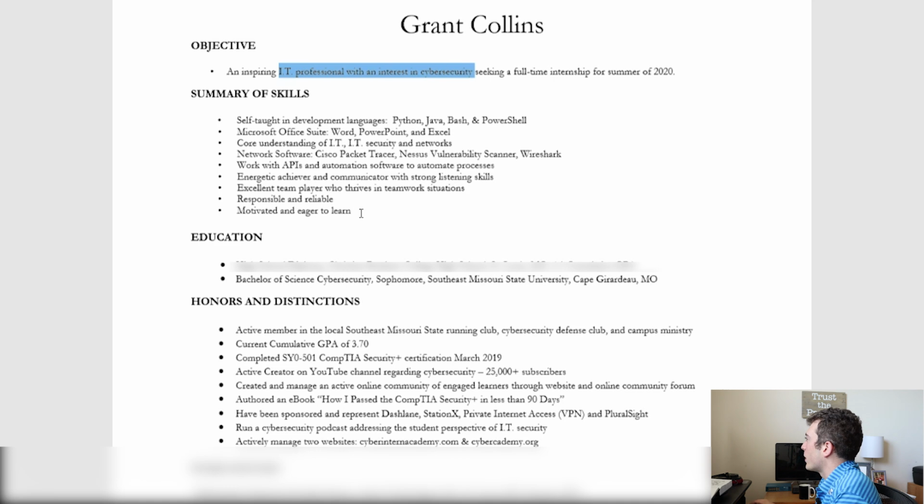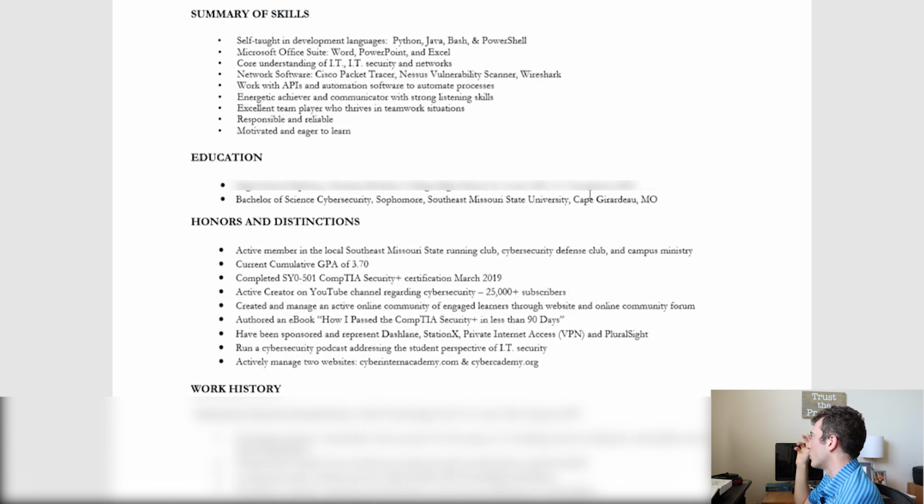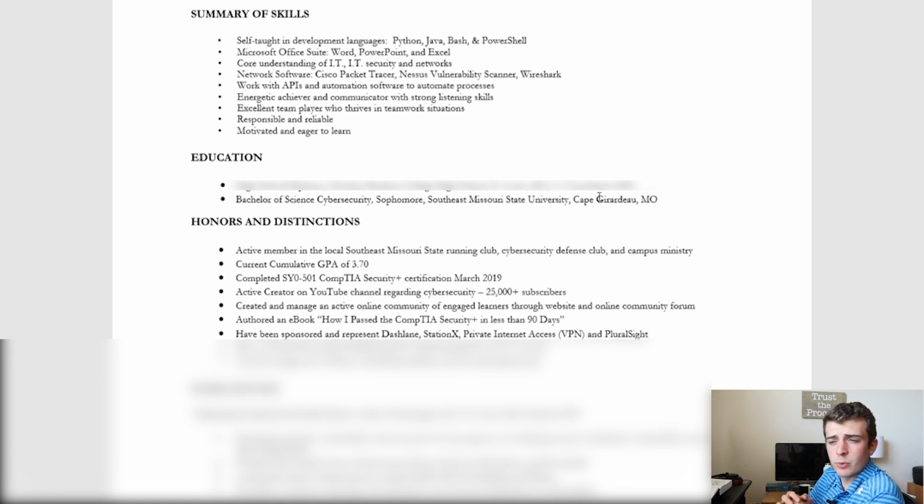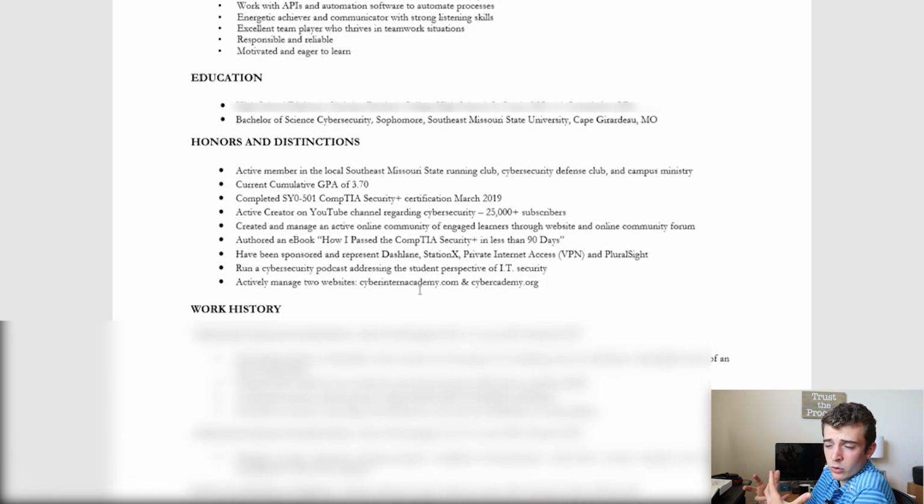For my education, my high school diploma is blurred out. I don't really want people knowing where I went to high school, but I do put my GPA. And for my university, I say I'm a current sophomore, and I tell you where the university is. Honors and distinctions is basically what's going to separate me from the crowd. So I'm trying to think of different things that I've done that other students in my position haven't done.